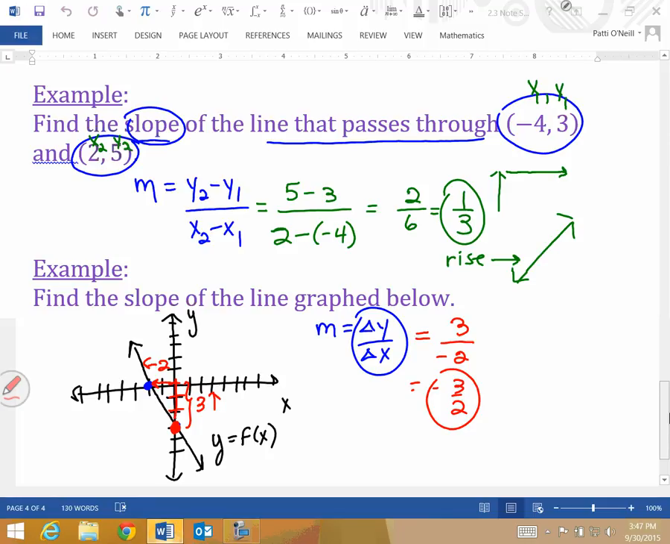If we had gone in the other direction, because some of you may have said, well, I want to start with this point, I would go down 3 first. So I would have a -3 in the numerator, and then to the right 2, which would be positive, still -3/2. As long as either the numerator or denominator is negative, then the entire fraction is considered to be negative.